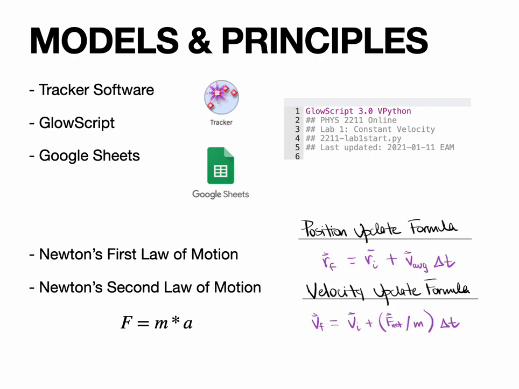Newton's first law being an object at rest remains at rest, or if in motion remains in motion at a constant velocity unless acted on by a net external force. And then Newton's second law, force equals mass times acceleration. I've also included the position update formula and the velocity update formula, because those were also important to complete this lab.